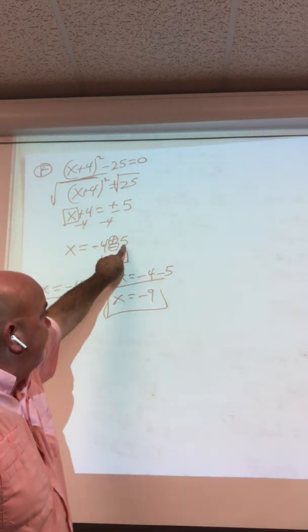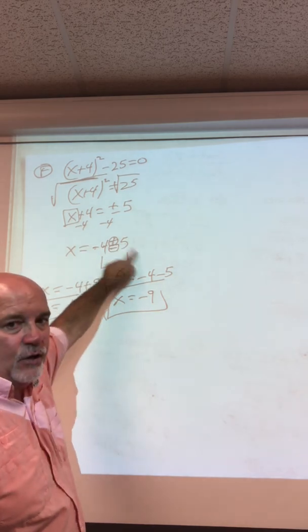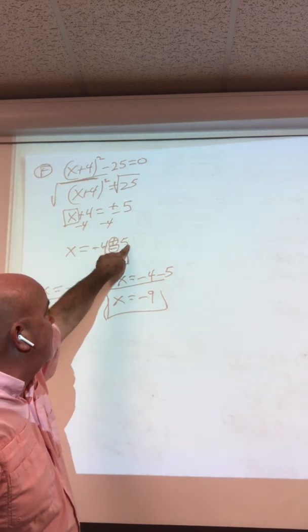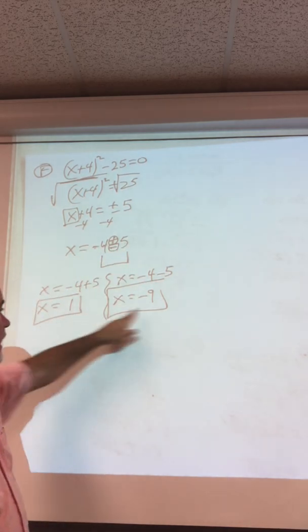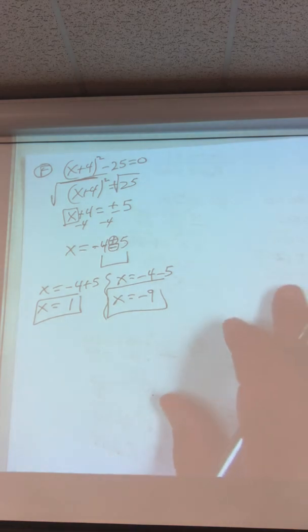Now, if this has an i with it or a radical with it, you can't add those together. But if this is a number and that's a number, you can add them together and subtract them together. And that's how you get those two answers. So let's do one more like that just to show you. Last example of the semester.